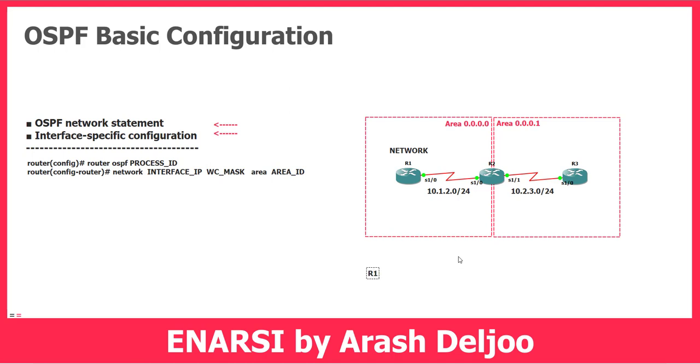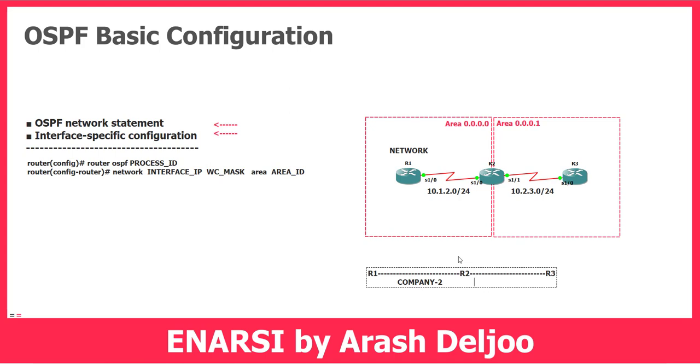Here assume that we have R1 connected to R2. In most cases, we use one OSPF instance between router 1 and router 2. But it is possible to configure multiple OSPF instances in one router. For example, assume that here we have router 2 connected to another network. Assume that here we have one company, this is company 1, and this is company 2.